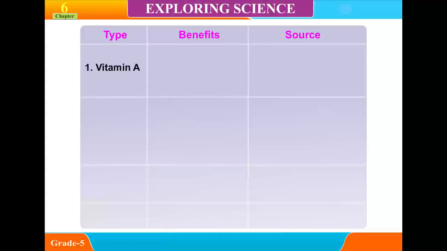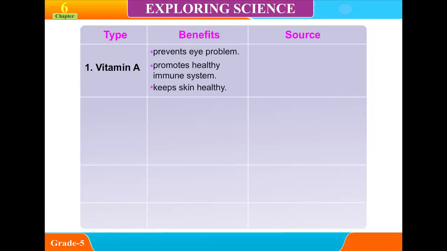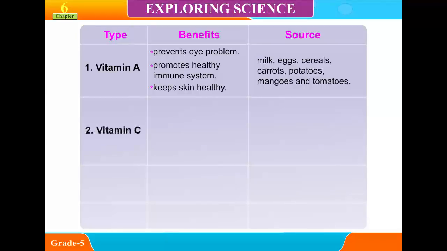Type 1. Vitamin A. Benefits: prevents eye problems, promotes healthy immune system, keeps skin healthy. Source: milk, eggs, cereals, carrots, potatoes, mangoes and tomatoes.